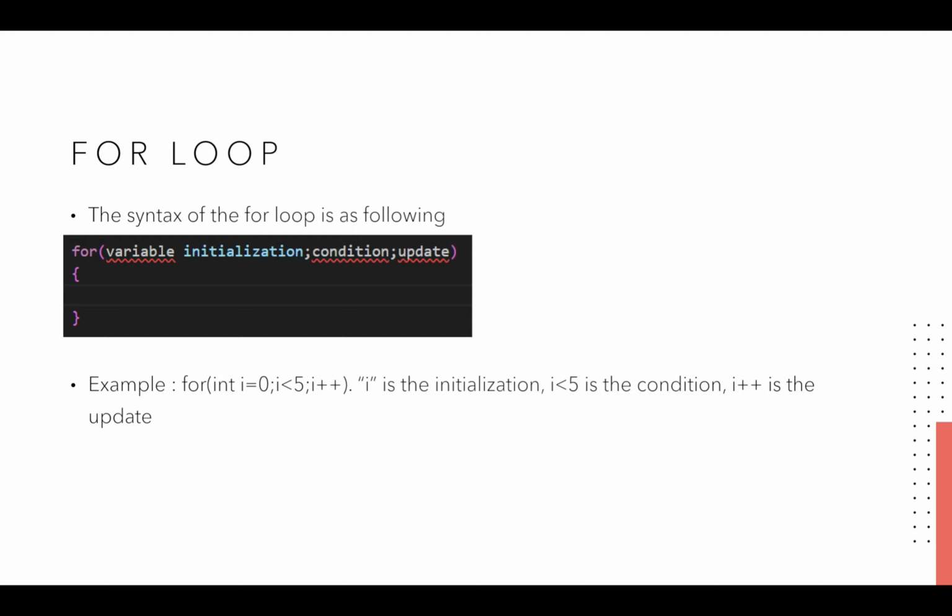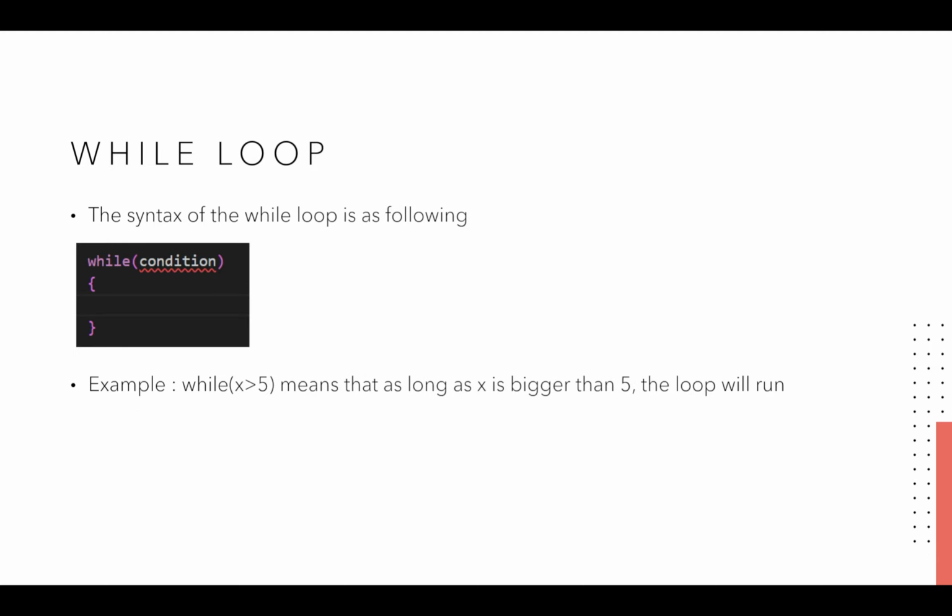As you can see here, there's an update. So in the while, you should actually update inside the brackets. Let's say while x is larger than 5, and then you do x minus 2 every time, or x minus minus. Just remember to update so that it will not cause any errors.